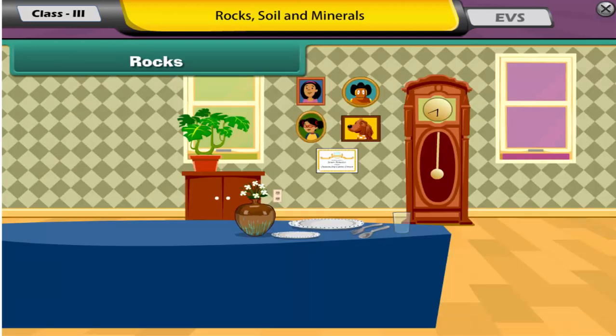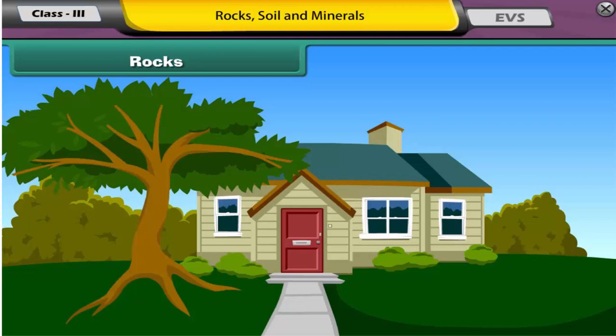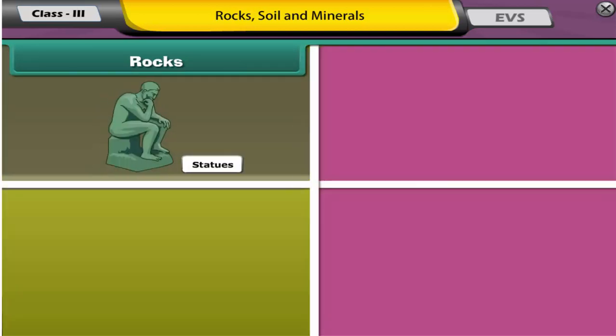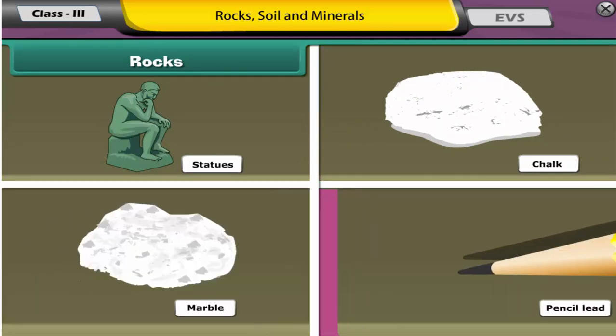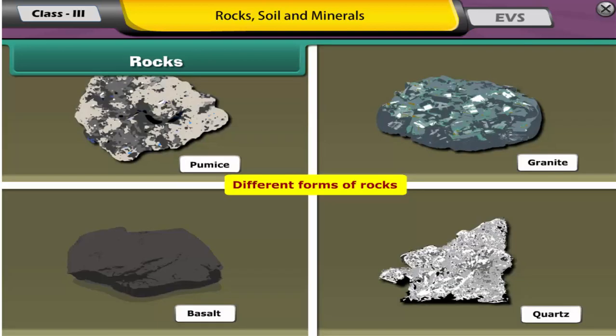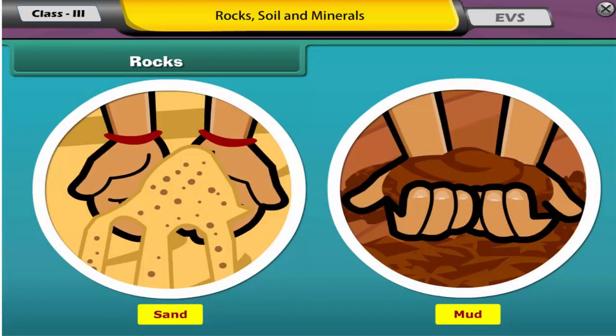As we can see, rocks are all around us. We can also see different things made up of rocks inside our house, in our yard, on the road, and everywhere. Do you know statues, chalk, marble, pencil head, mountains, and soil are all different forms of rocks? You will be surprised to know that rocks aren't always huge solids. Sand and mud are also forms of rocks.